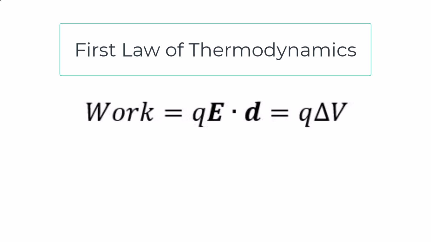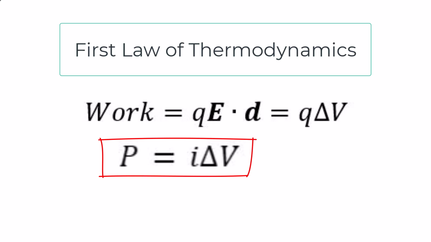As the work is the charge times the change in voltage, W equals Q delta V. The power, which is the time derivative of the work, is the current times the voltage, or P equals I delta V.